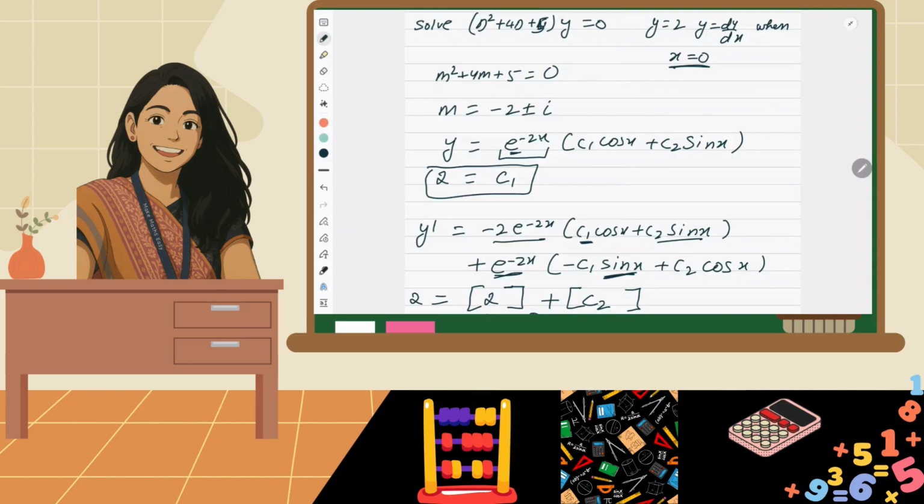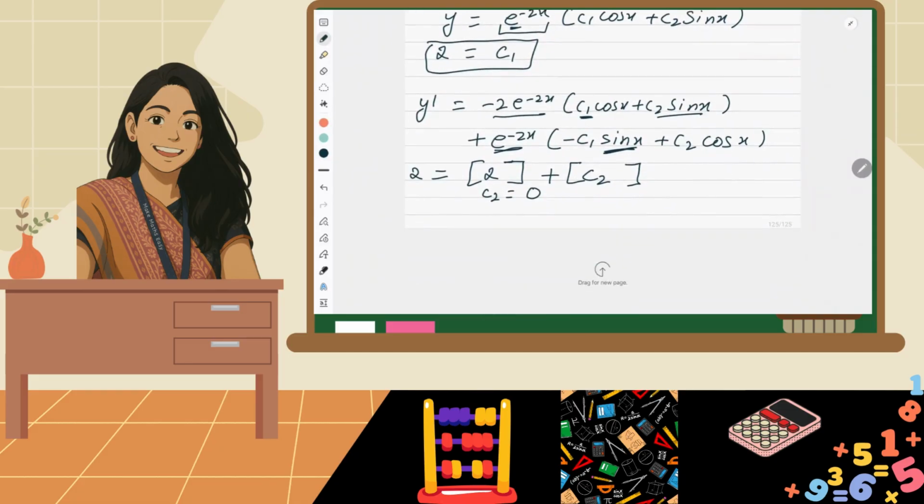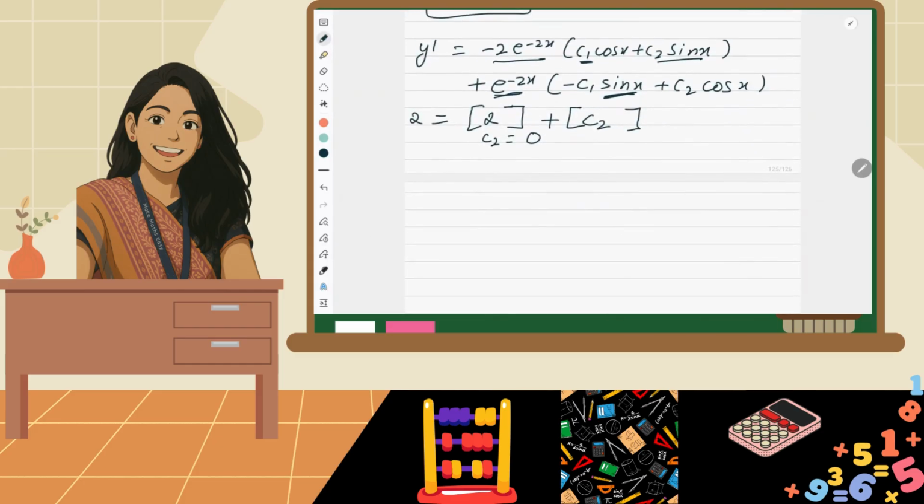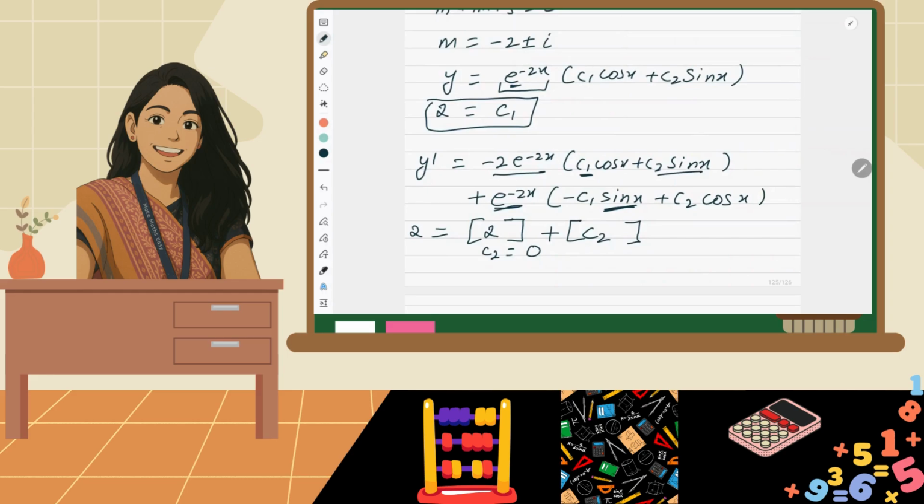Let me cross check whether we have done it correctly or not, because I am feeling I have done some silly mistake. So let me check what the silly mistake is. C1 I got 2. Then we will find the derivative. So the derivative y dash is equal to minus 2 e to the power minus 2x times C1 cos x plus C2 sin x, correct. Then the second bracket is e to the power minus 2x and in the bracket C1 sin x with negative sign plus C2 cos x, correct. Now at x is equal to 0.